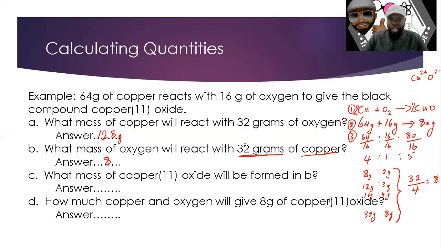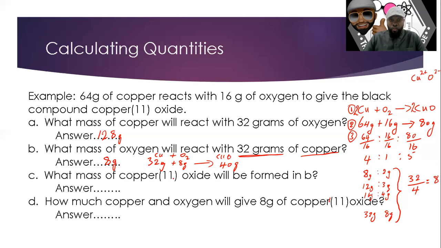So I know that in B, I reacted 32 grams of copper with 8 grams of oxygen. So Cu plus oxygen, 32 grams of copper and 8 grams of oxygen. I know what mass of copper 2 oxide will be formed: it will be 32 plus 8, that would be 40 grams, because mass is always conserved. The sum of the masses of your reactants will always give you the mass of your product.